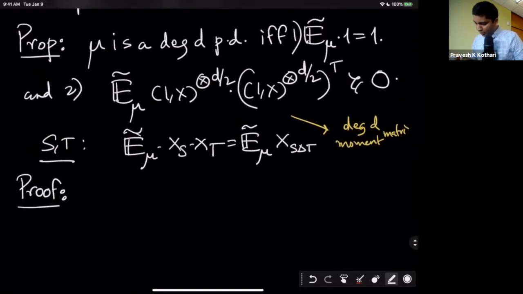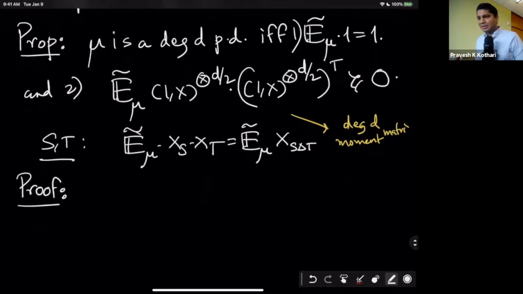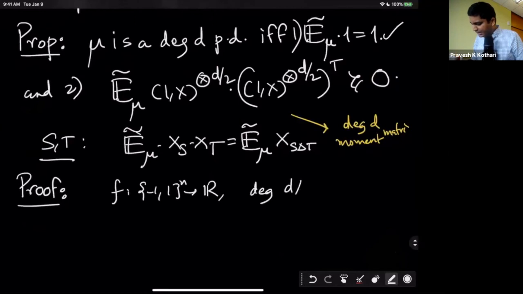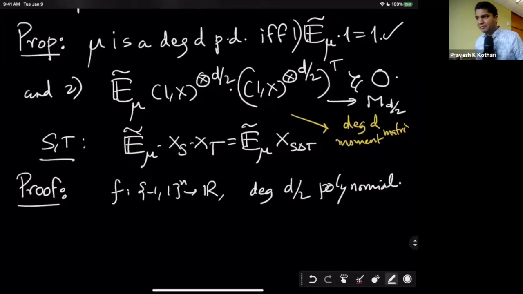So in some sense, for both the directions, the first fact is obviously trivial, so let's not focus on that. For the second fact, there is only one observation, which is the following. And in some sense, it's helpful for both the directions of this proposition. So let f be any degree D/2 polynomial. And let's call this matrix M sub D/2, M for moment.